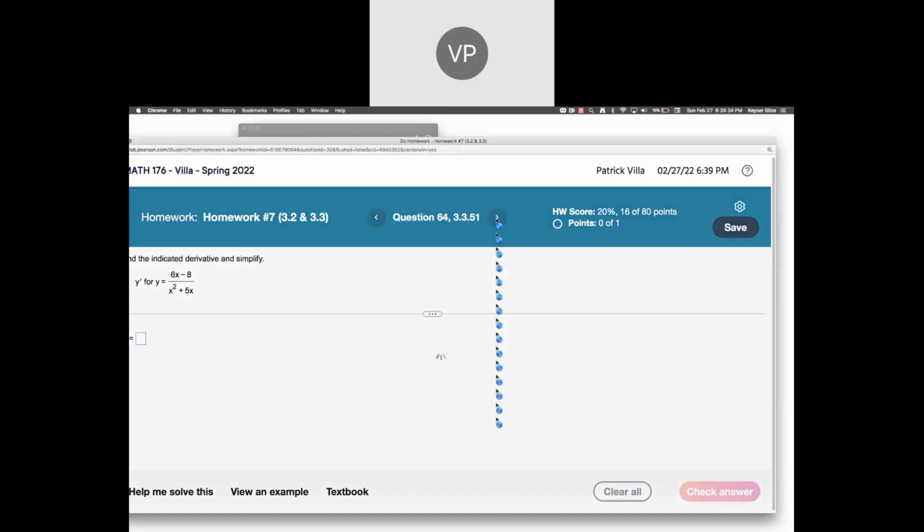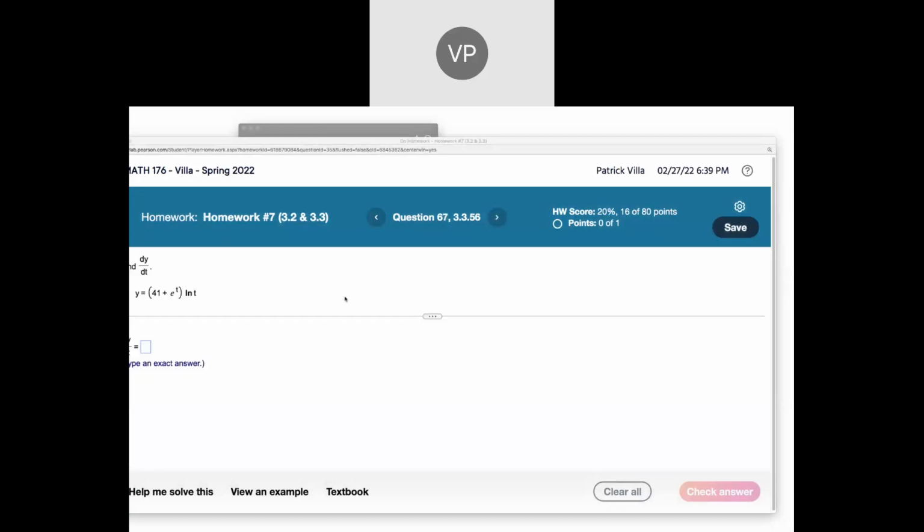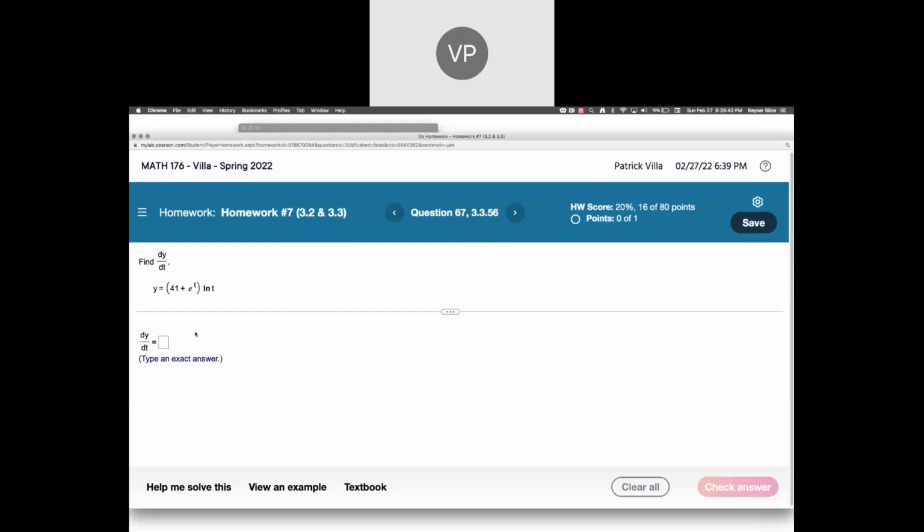Let's look at number 67. Okay, well, that's coming up a little bit here. Find the derivative of this function right here. Okay, so we have y equals (41 plus e to the t) natural log t. Now what's going to happen is these get more complicated. You have to identify the two things that are multiplying together. Call them first and second if you want. Okay?